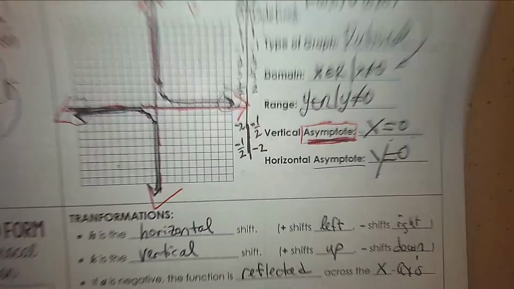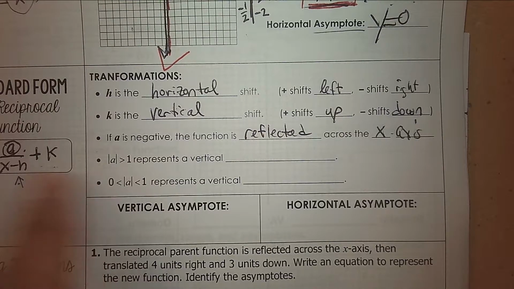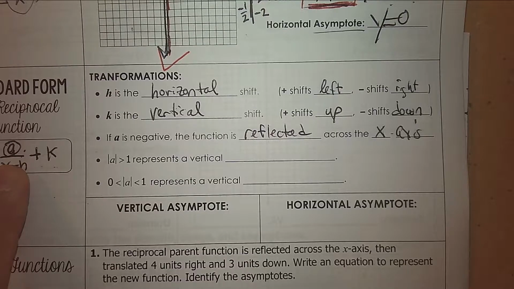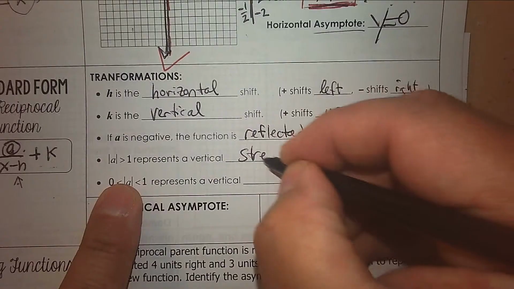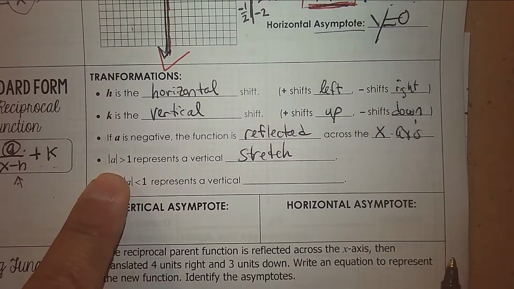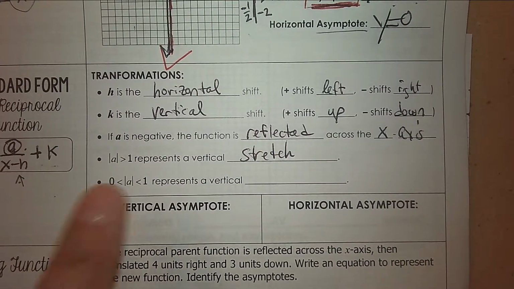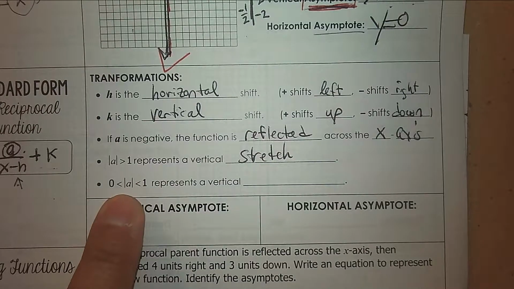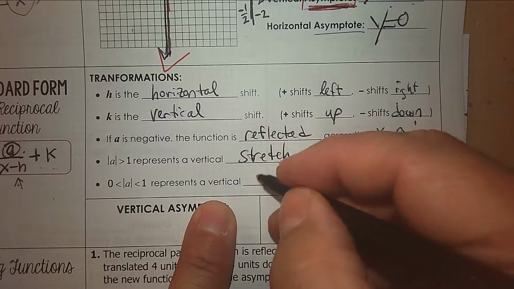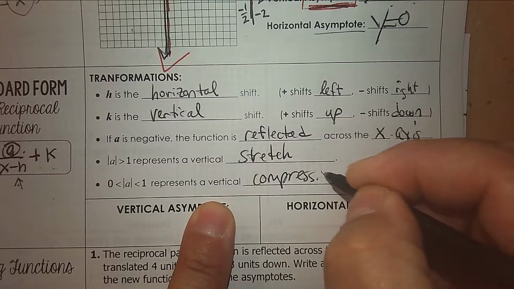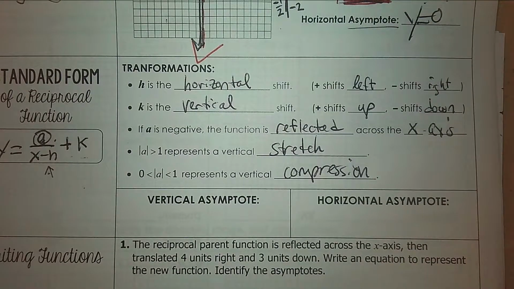With practice. All right, the absolute value of a greater than 1, meaning don't worry if it's negative or not, just the big number. If you have a big number in the numerator, it's a vertical stretch. So the absolute value just means, don't look at the negative. The negative means reflection. Just know, is the number bigger than 1, or is it between 0 and 1? So if it's a fraction between 0 and 1, it represents a vertical compression. The only reason we do notes is because you can forget, right?